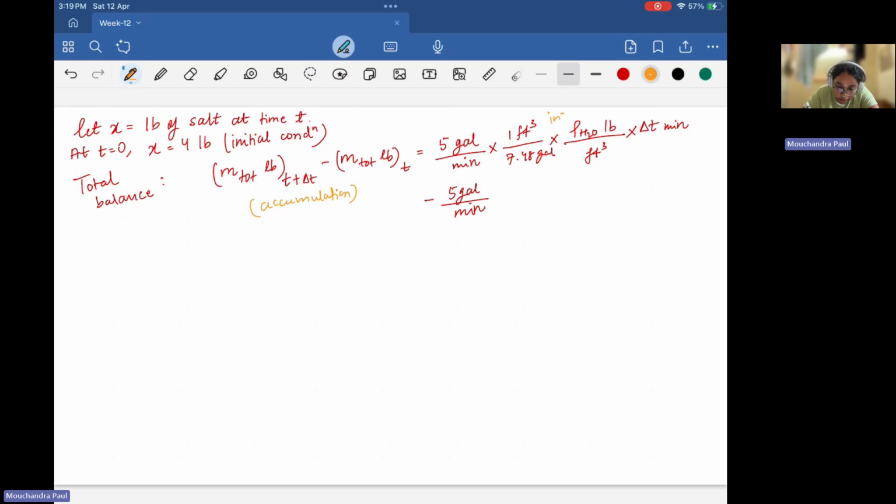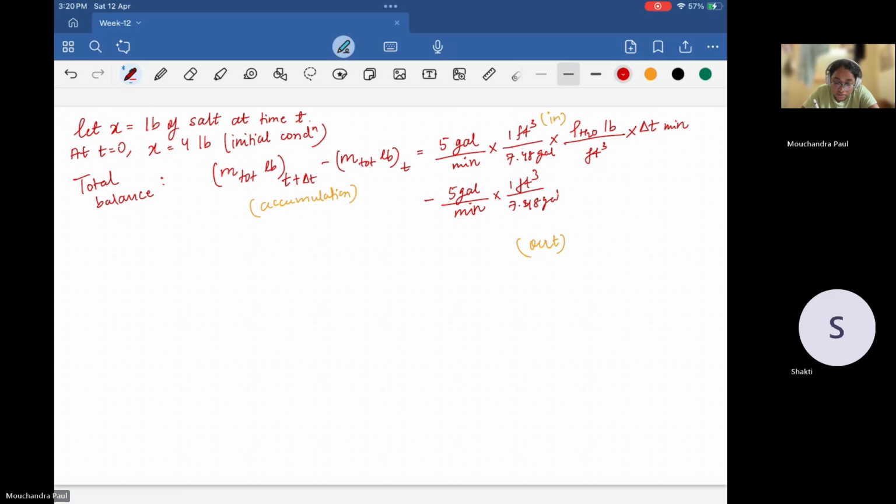Is your inlet term in? The next term that I'm writing is the outlet term. In the outlet, what is going out is a salt solution at the same rate, that is 5 gallon per minute. Let's convert gallon to feet cube. The density of the salt solution we have to take into delta t minute.